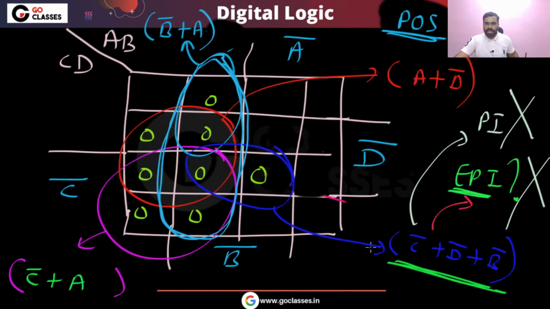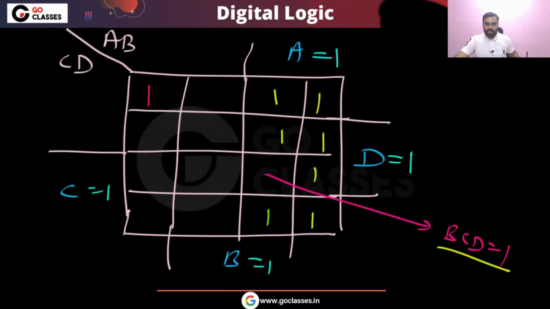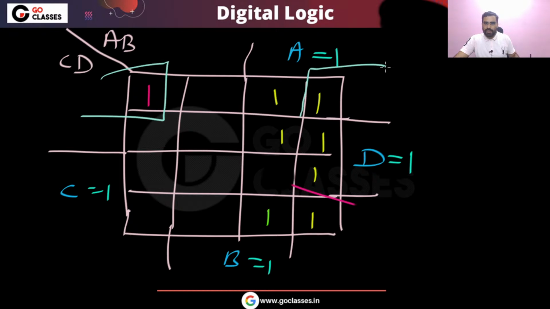So in this question I am asking how many PI will be there. If you want to find the PI, then you have to focus on ones. Let's find out the number of prime implicants. You can notice that for this one there is only one choice. This is PI also, this is EPI also. So this is your EPI.